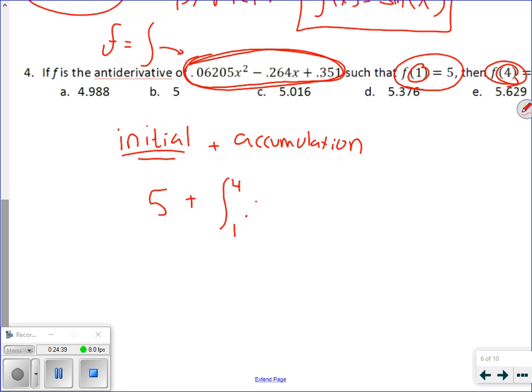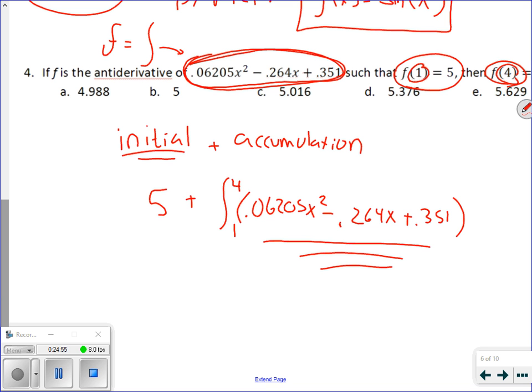the function was 0.06205x squared minus 0.264x plus 0.351. For sake of time, I'll let you try that on your own, but try taking the antiderivative of this, while plugging 4 into it and then plugging 1 into it and subtracting it and then add 5 to it. It ends up being D.